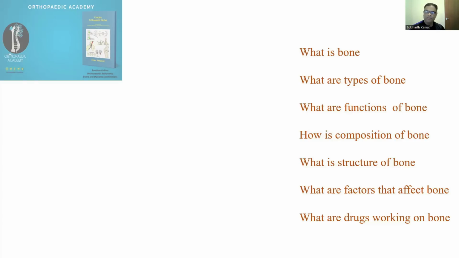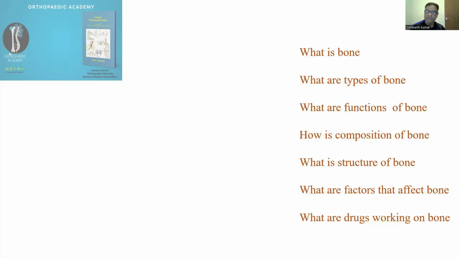Let's go to the next question. What is the composition of bone? Bone is a composite structure. A dry weight of bone has got 40% organic matrix, which is made up of collagen and proteoglycan, some elastin, and other proteins like osteocalcin, osteopontin, or osteonectin.